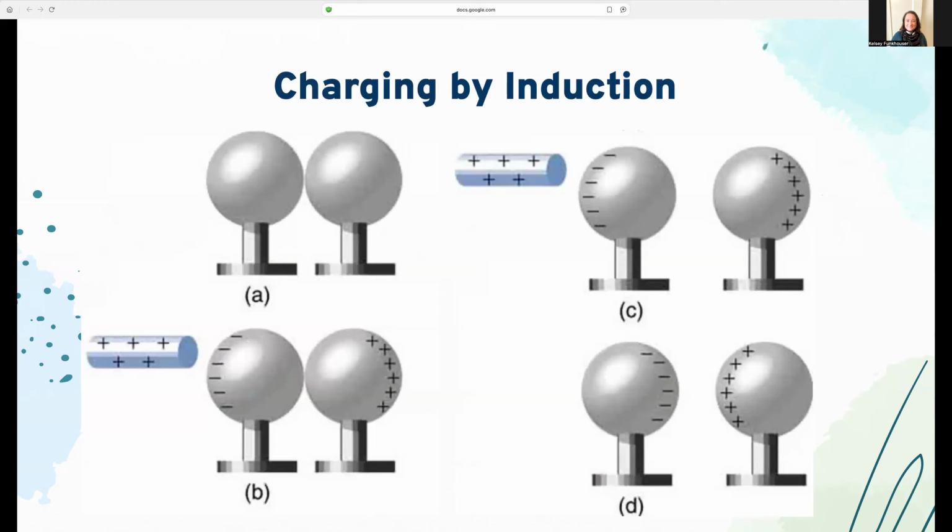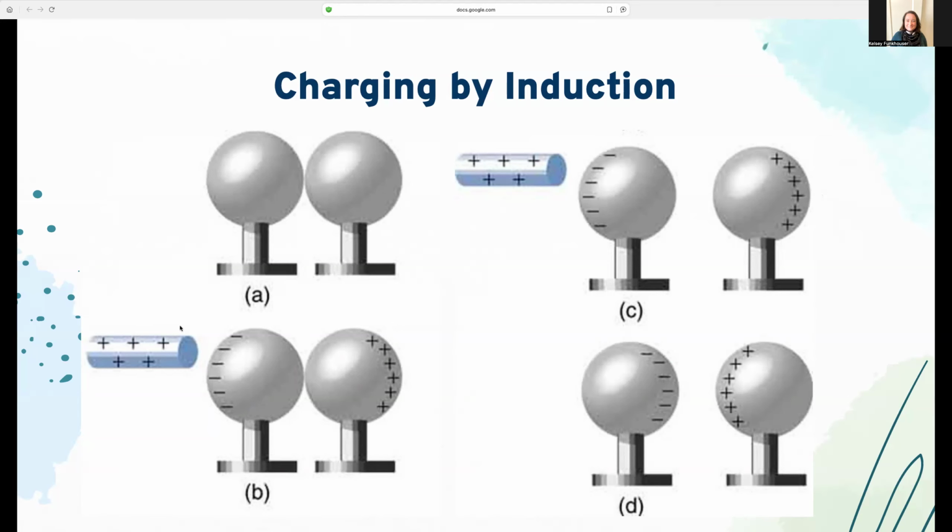We can also charge by induction. So in this example, we have two uncharged metal spheres at first, and they're touching each other. I mean, you can't really tell. It looks like there's some white pixels there, but they are touching each other. And they're neutrally charged at first.